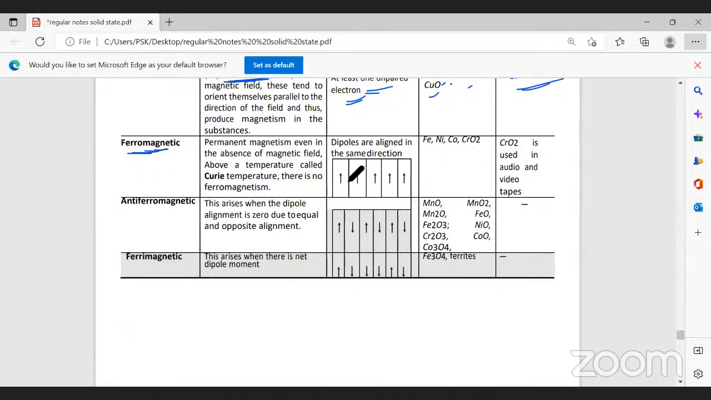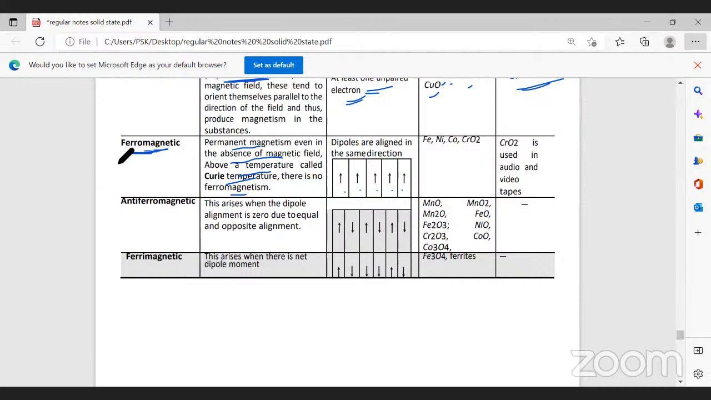Now just observe the electronic configuration. There are 5 unpaired electrons, and all the dipoles are in the same direction. All the unpaired electrons are oriented in the same direction. So permanent magnetism, even in the absence of magnetic field. Above a temperature called Curie temperature, there is no ferromagnetism.